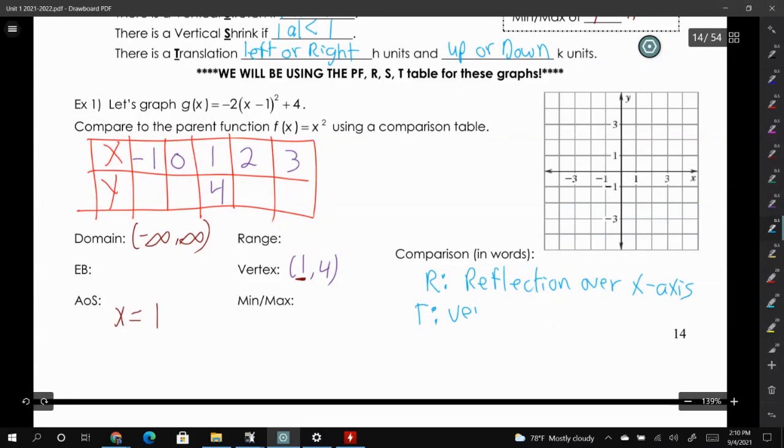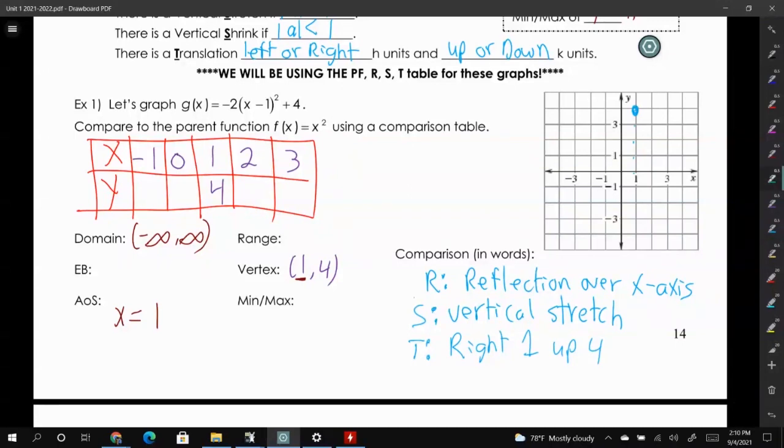There is a vertical stretch. Whoops, it should be an S. T. We do have a translation, right 1 and up 4. All right. Now we need to plug in our values here.